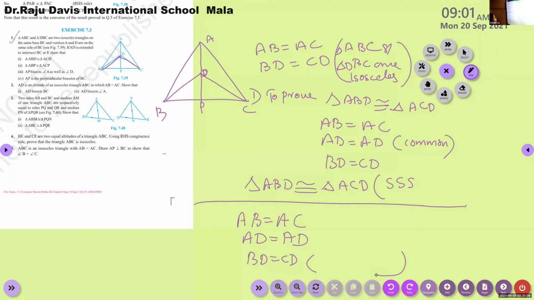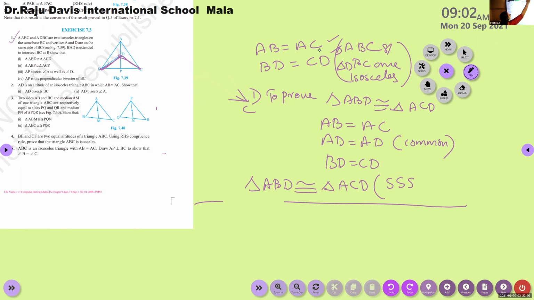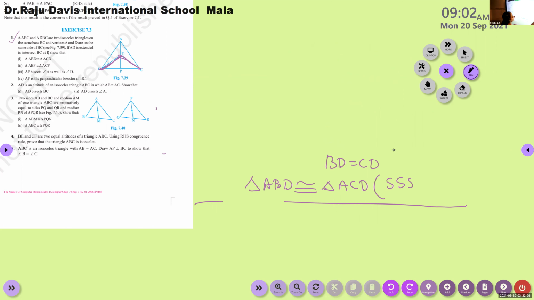Vinayak, which type of triangle is DBC? DBC is isosceles, so its sides BD and DC are also equal. See these two points, we are using those two points. So three sides are equal, hence they are congruent. Clear? Three sides of a triangle are equal to the three sides of another triangle. By the SSS congruence rule, we can say that they are congruent. Is it clear, all of you?